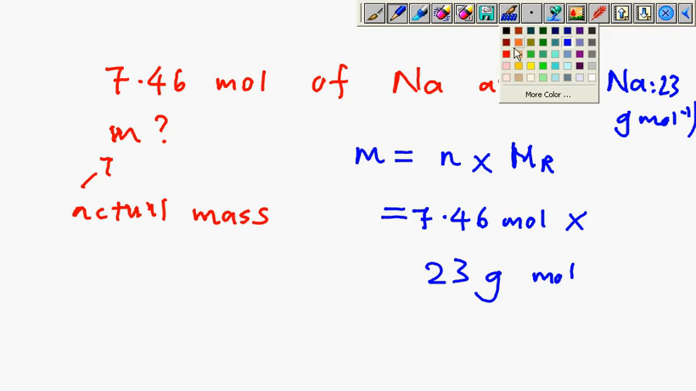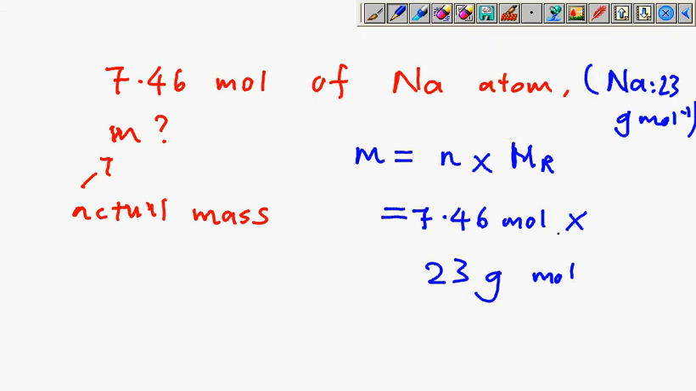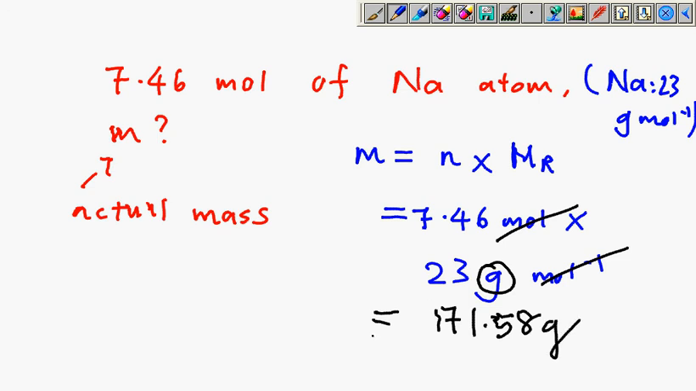In science, they teach you that in unit multiplication, you look at this one, mole times mole negative 1, you get no more unit. The final unit you're going to get is simply gram. You see the gram here. Alright? So 7.46 times 23, you will get 171.58. So you get an actual mass of 171.58 gram.